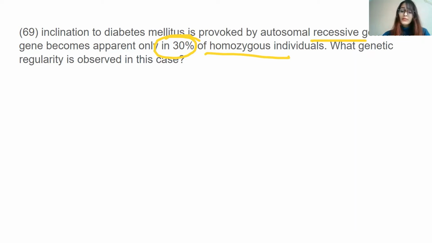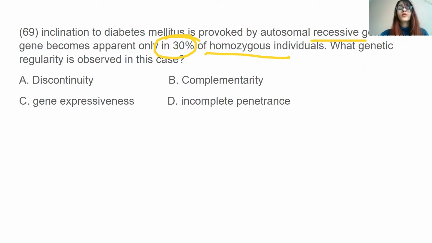So this is the case, and when we look at the options, obviously you will get confused between expressiveness and penetrance. The answer is incomplete penetrance, because first of all they are talking about a population, and second of all they are talking about a binary system. It is either there, that is only in 30% of the population, and in the other 70% it is not there. If it was complete penetrance, anyone inheriting the homozygous recessive gene would have diabetes mellitus, but only 30% of them do. So this is incomplete penetrance.